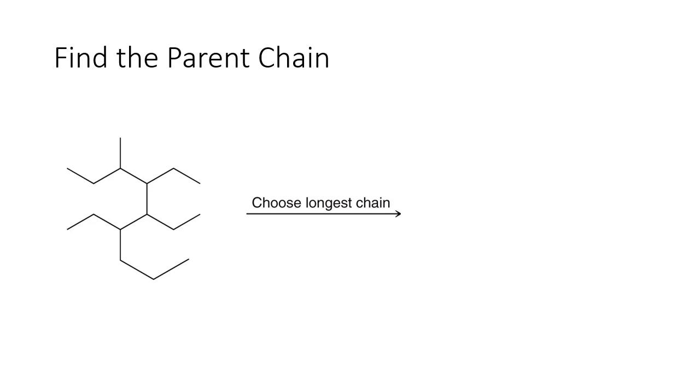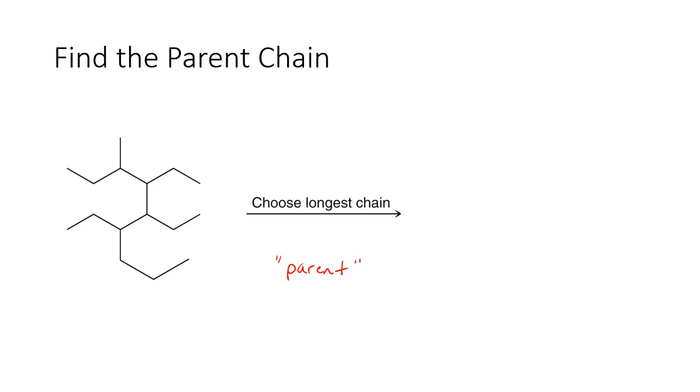So first, let's talk about finding the longest chain, or in other words, the parent chain. The parent chain will determine how we name the compound. When you're looking at this molecule, this line bond structure, it kind of just looks like a bunch of branches and lines, but you want to try to find the longest continuous carbon chain.